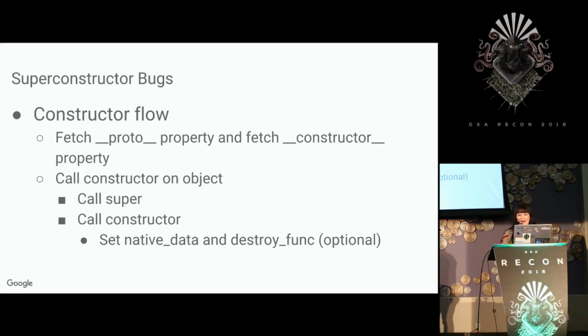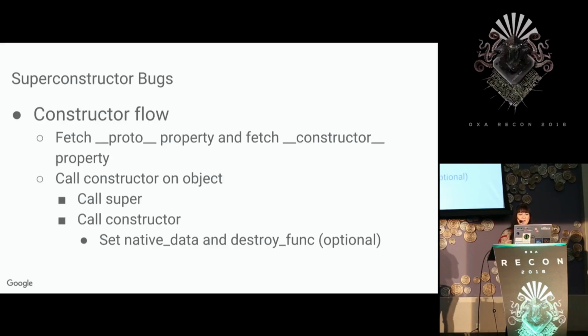So how this bug happens is when you call a constructor, this is the flow. First, you fetch proto and constructor, and that just gets the script code that contains the constructor. And then you call the constructor on the object. But if you know how object-oriented programming works, that can't just call the constructor, because you have to call the superconstructor first, and then the superconstructor, and then the constructor.